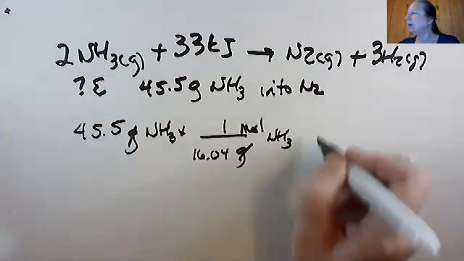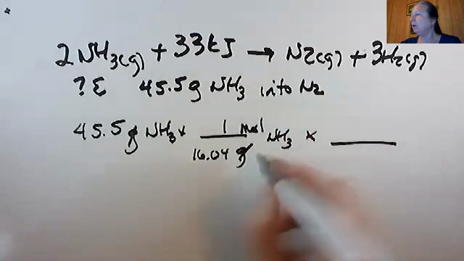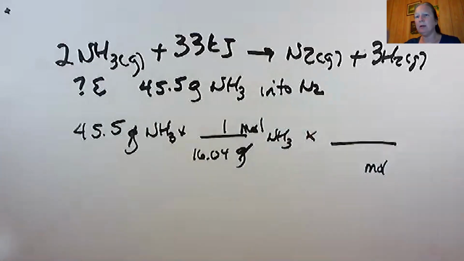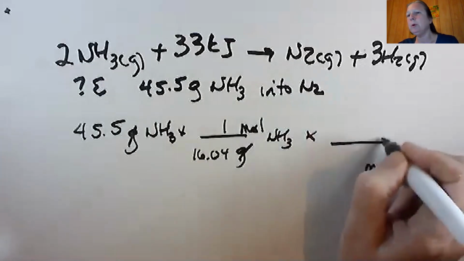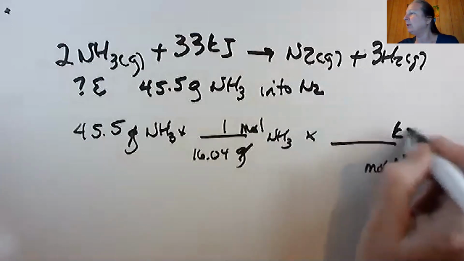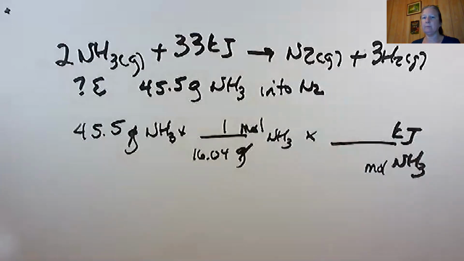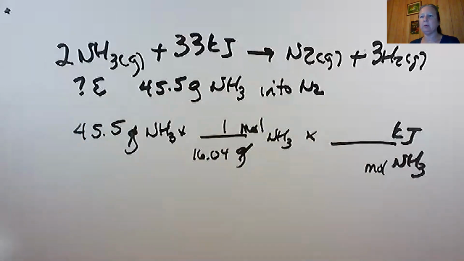So we put that relationship in just like if the question were asking for one of the products, for example, how much product can you make? It's how much energy do you need? So you do your relationship, your identity change. Moles of ammonia goes down here. Normally we put moles of a product up here, but since it's energy, we're putting kJ. So this is an identity switch, just like if it asked how much nitrogen can you make with 45.5 grams of ammonia.